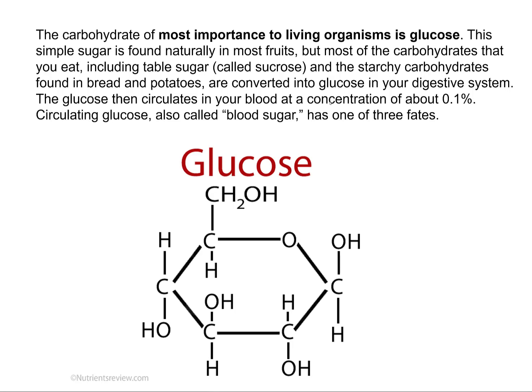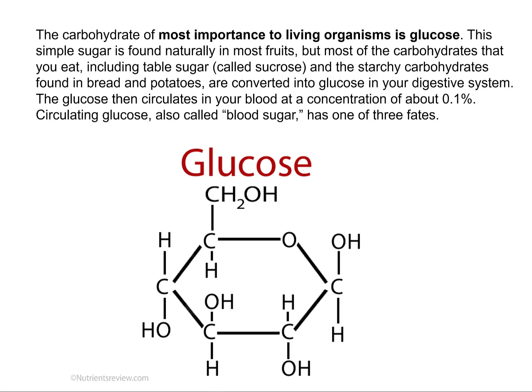So glucose circulates in your blood in a concentration of about 0.1%. So that's 0.1 grams per 100 mLs, and that's a lot, really, if you think about it. But we have to drive all of our life energy, so circulating glucose is called blood sugar, and it has one of three fates. So there's glucose, and you can see 1, 2, 3, 4, 5, and then the 6 carbon up here, and the hydrogen. The oxygen is what holds the ring together.